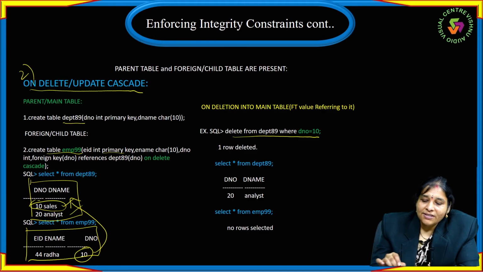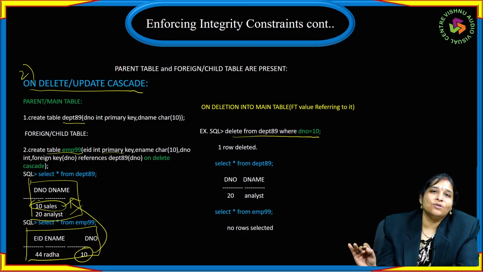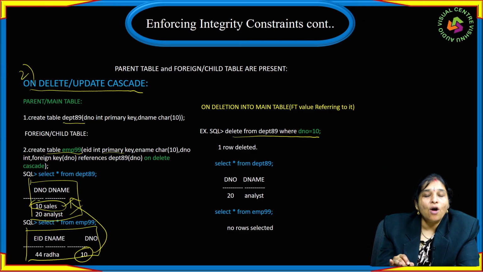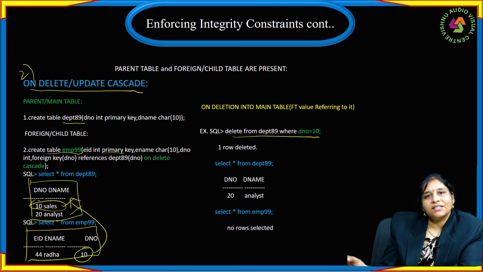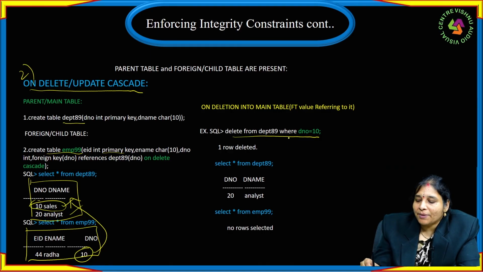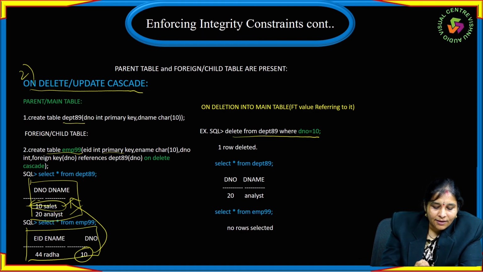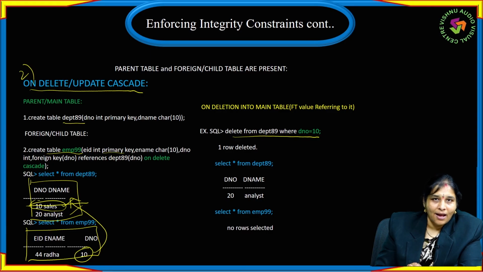So when this 10 is referenced, what does cascade mean? Yes, you can delete me in the main table, but whatever child table field values are referring to me are deleted in parallel from there also. So you can delete all the values from the main table, but simultaneously all the child table values are automatically removed. That is the meaning of cascade. So if you remove one, all the child tables referencing it are also simultaneously removed. So now delete from department 89 where D number is equal to 10. I got one row deleted. So automatically in my main table, I have seen that deletion.